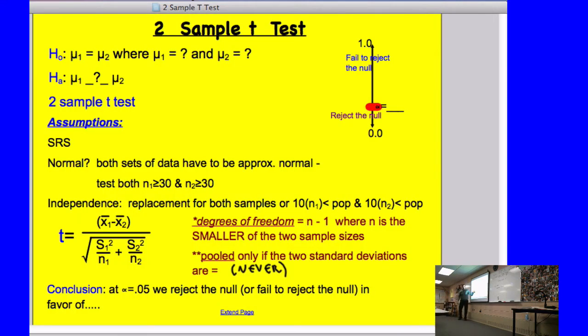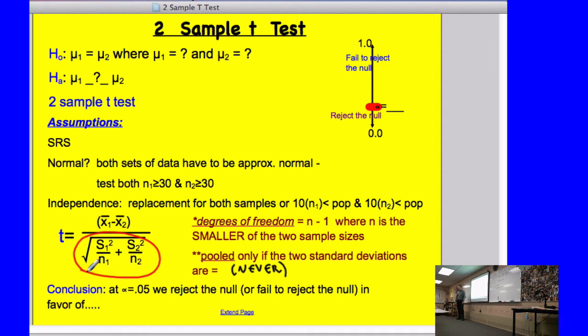All right. Independence: for both samples, 10n1 is less than the population and 10n2 is less than the population. That hasn't changed. Degrees of freedom, smaller of the two, minus 1. That's the same as the two-sample t-interval. Pooled, never. You can just say that. Here's your equation. x1 minus x2. I need to find the difference, just like I was doing a two-sample proportion. Divided by, wow, doesn't that look familiar? This right here? Same as this two-sample t-interval, right?